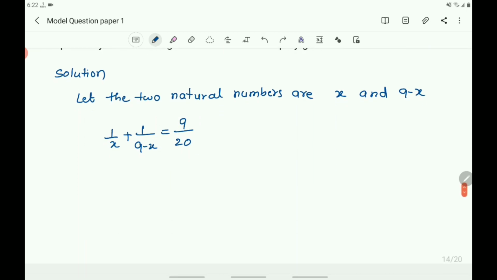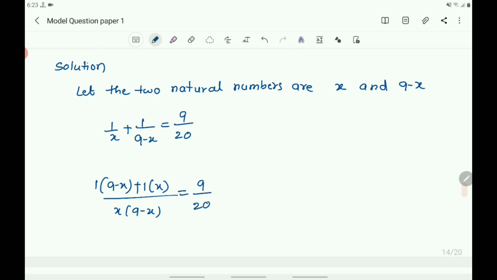Now, here reduce this equation to the form of ax square plus bx plus c equals 0. Bring this to the form of the quadratic equation. Now, here you take the LCM. What is the LCM? LCM is x into 9 minus x. The product of these two becomes the LCM. Then 1 into 9 minus x plus 1 into x equals 9 by 20.